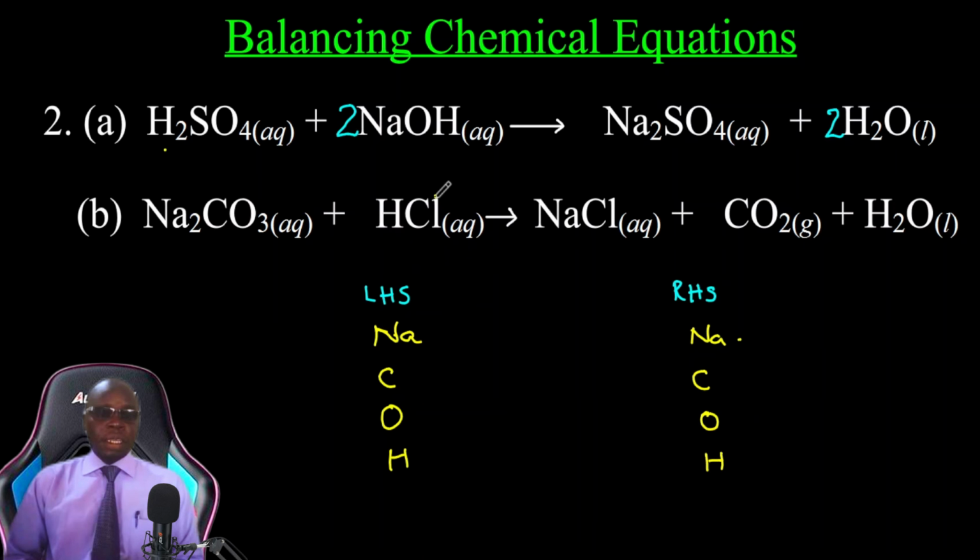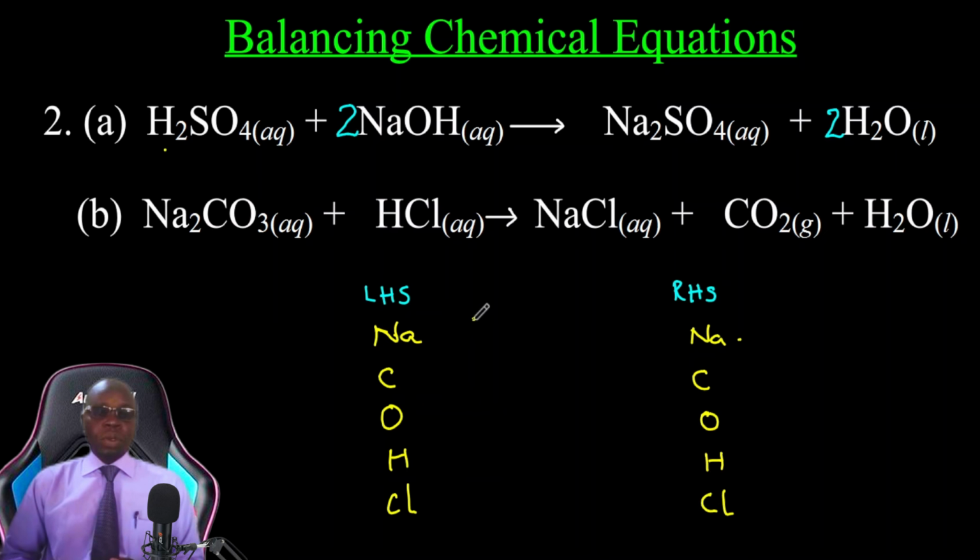And let's see, the next one is chlorine. So chlorine is here, and on this side chlorine is also there. So in total, we have 5 elements on either side of this equation.